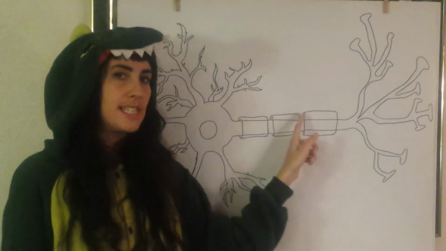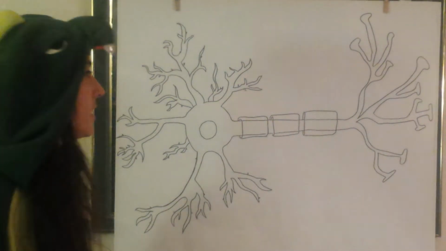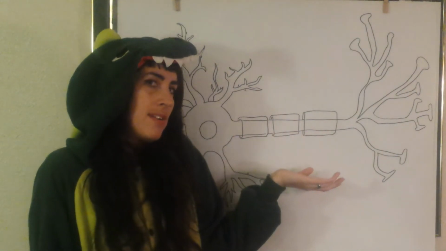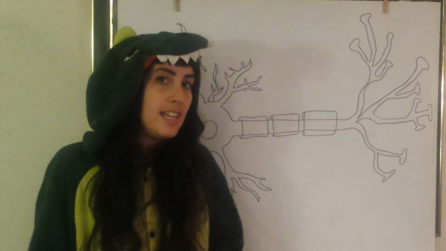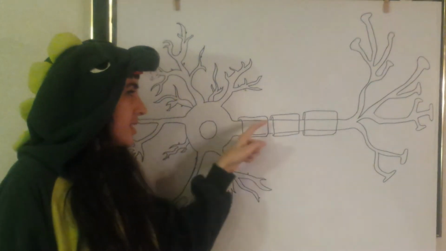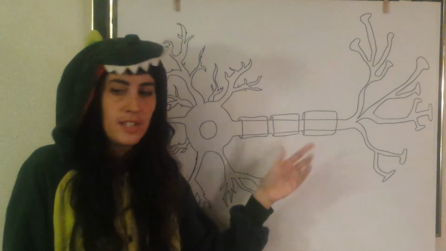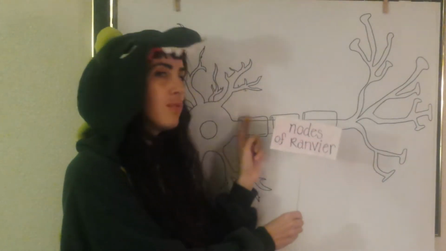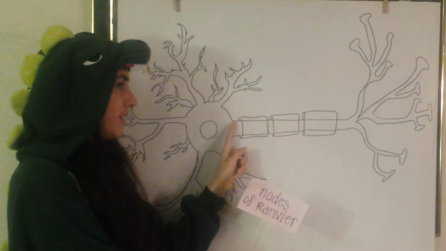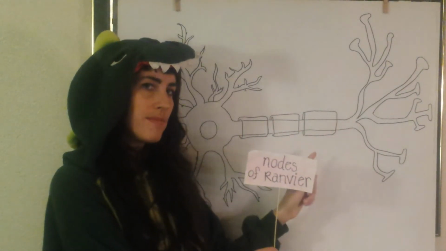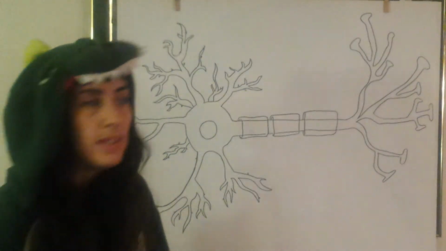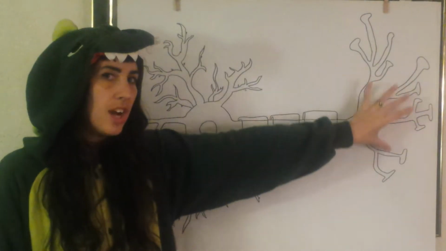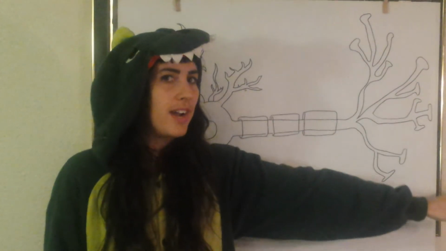Now, what are these spaces in between? So, we think of a common mountain around here, maybe like Mount Rainier. And they've got roads, right, on the mountain. So, the way I remember it is nodes of Ranvier. Nodes in between, nodes of Ranvier. The really cool stuff though happens when the neuron talks to the next neuron.